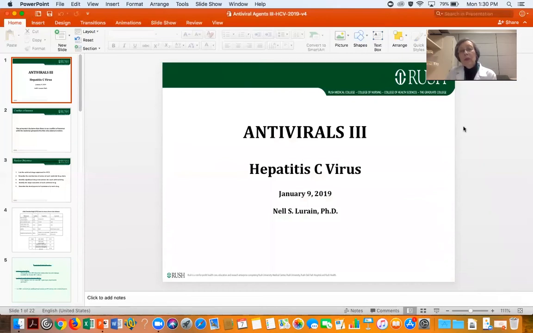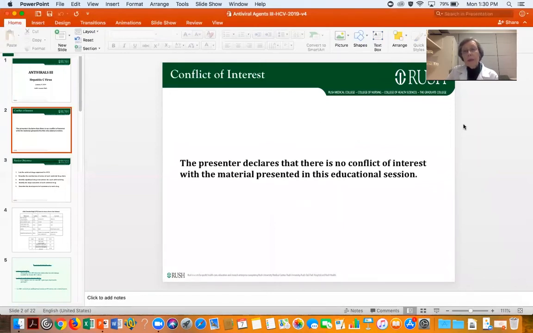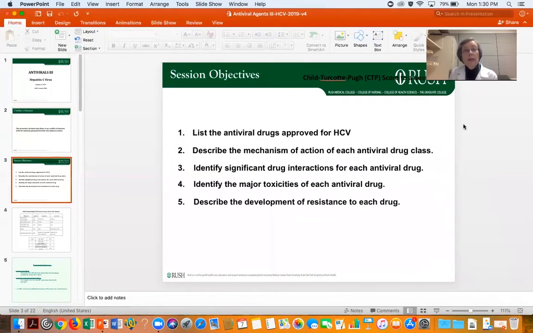So this is our third installment of antivirals for hepatitis C virus. Our objectives here are again to list the antiviral drugs approved for HCV therapy, describe the mechanism of action of each antiviral drug class because we have more than one class available to us, identify significant drug interactions for each antiviral drug, identify the major toxicities of each drug, and development of resistance.